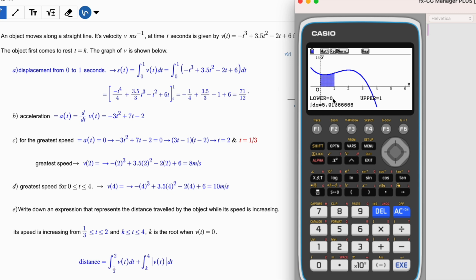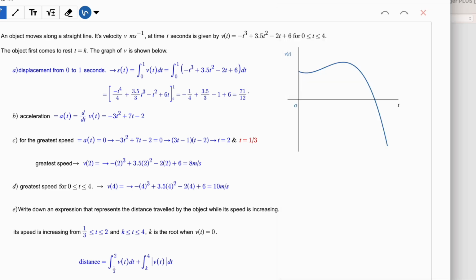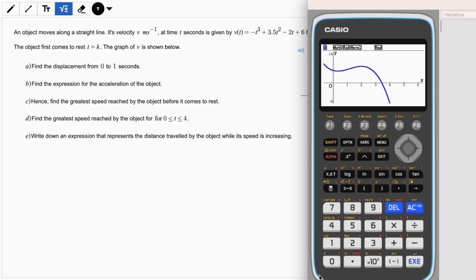Displacement from 0 to 1. This is without GDC. If you are looking at how to do it without GDC, this is how you can integrate and then substitute the upper and lower limits. Let's go for the next part.